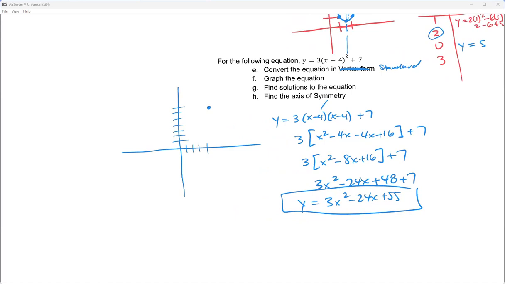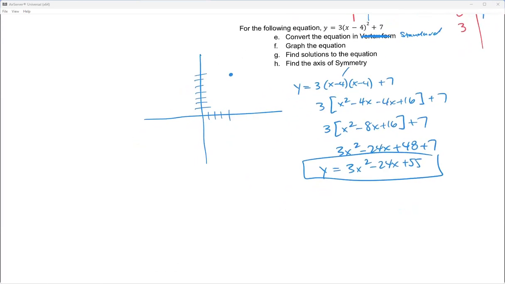So what are the numbers we're going to choose for our table? 3 and 5. 3 and 5, and what else? 2 and 6, okay? And let's use vertex form because I think that's a little easier. Y is equal to 3(x minus 4) squared plus 7. So y is equal to 3 times (3 minus 4) squared plus 7.